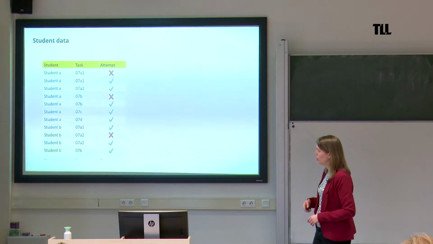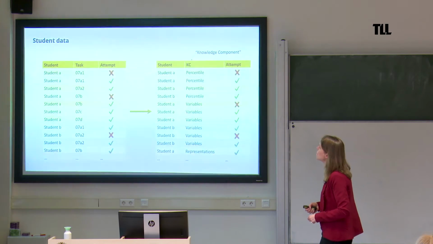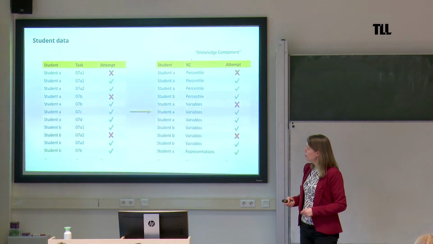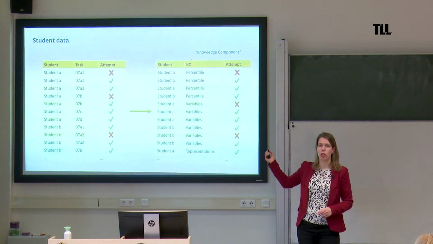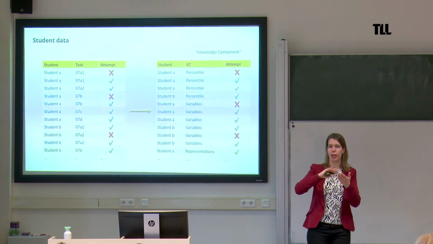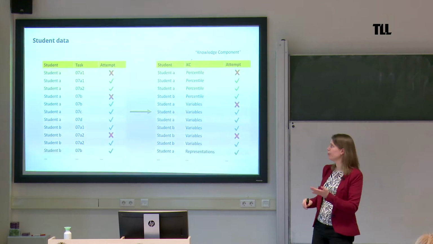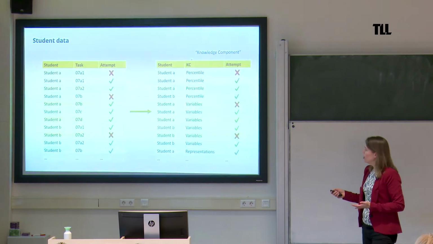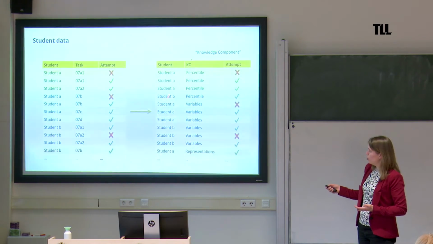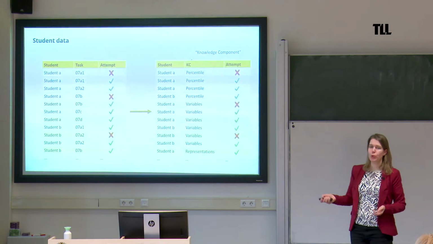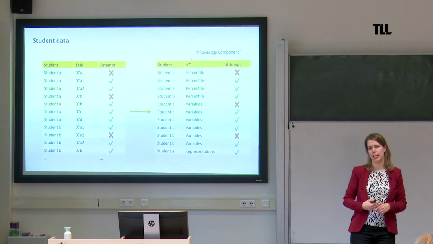Now what we did with the student data was reorganize it by knowledge component. A knowledge component is a topic, one element of this list of topics in the student model. So these are the same attempts, but now ordered by knowledge component and then by student. And what we can then do is calculate error rates.